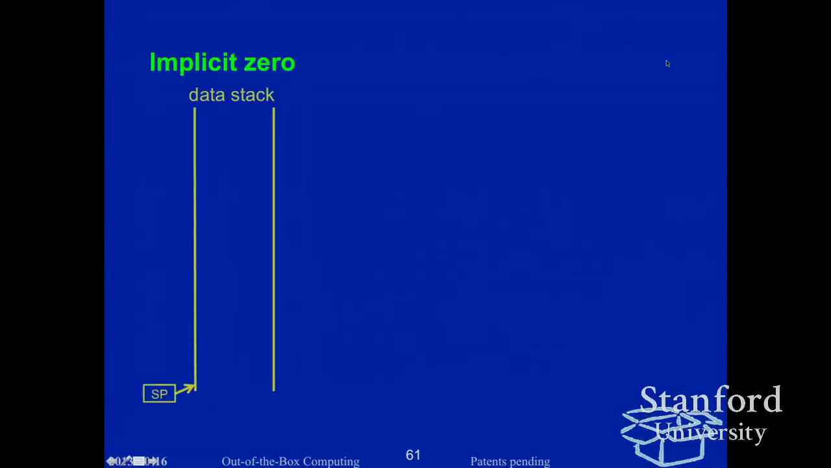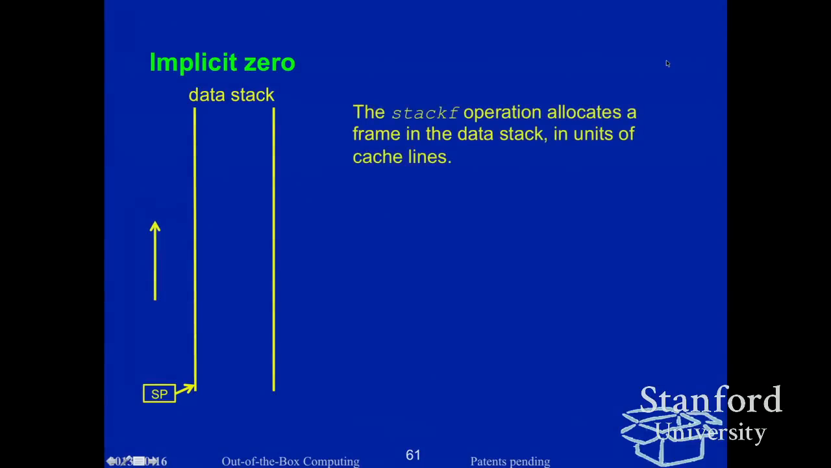The implicit 0: you've got a data stack. Stacks grew up in this example. On the Mill, you allocate a stack frame explicitly with the stackf operation. It takes an argument, which is the amount of space you want to have, and that is in units of lines. So stackf of 4 says, I want 4 lines worth of a new frame.